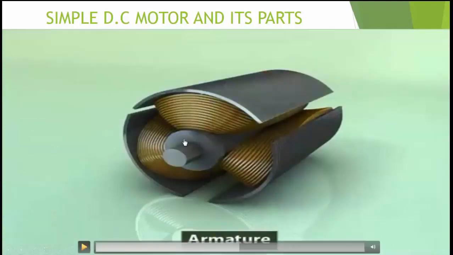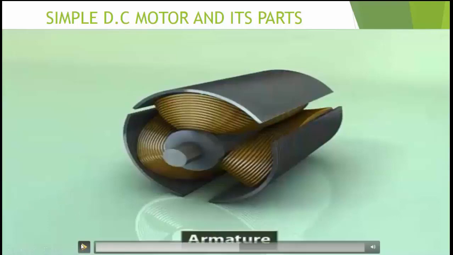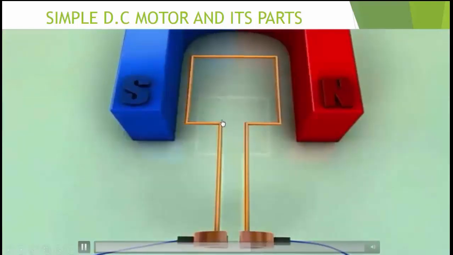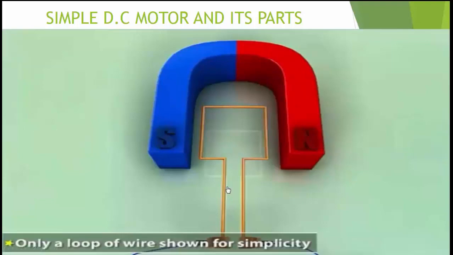In reality, the armature coil is not a single turn. As we have seen in the figure, only a single turn has been shown. But here, the armature consists of many turns. As you can see, there are various armature coils laminated or placed together. But for simplification, I have been showing the figure for a single turn armature coil. Only a loop of a wire is shown for simplicity, as I have told you earlier.